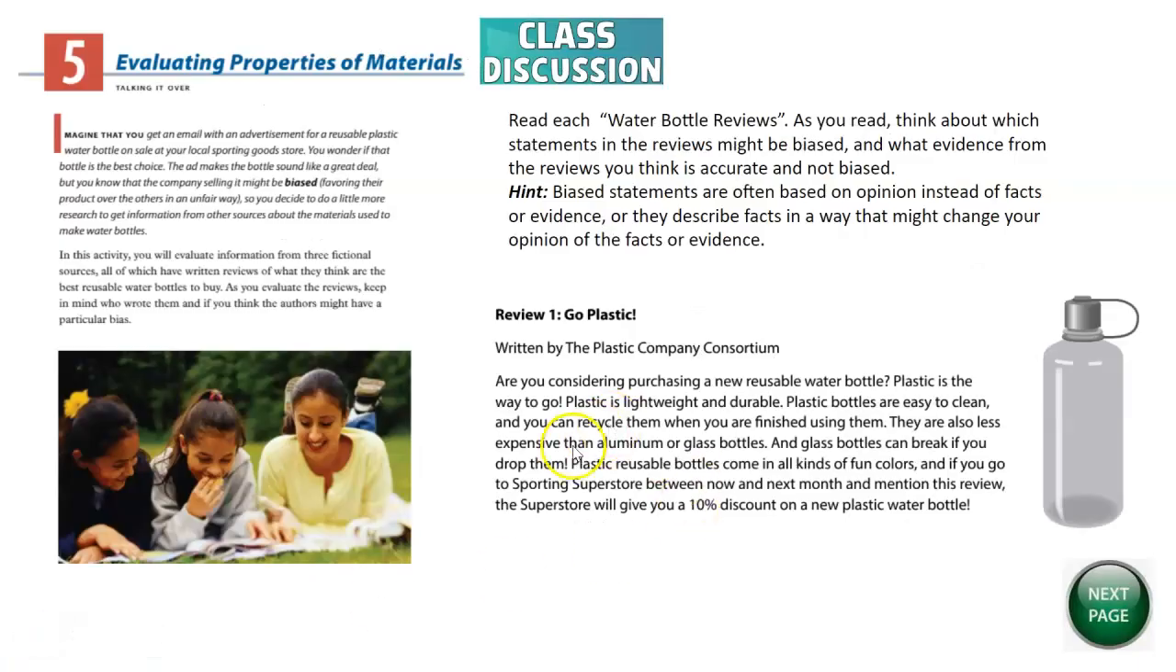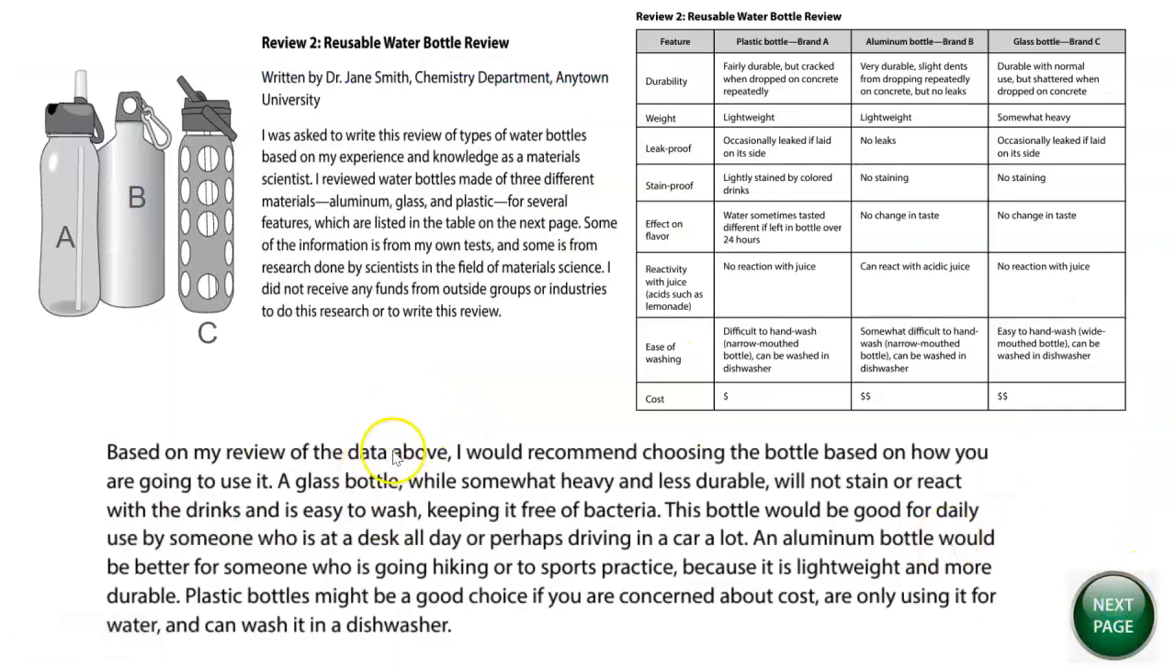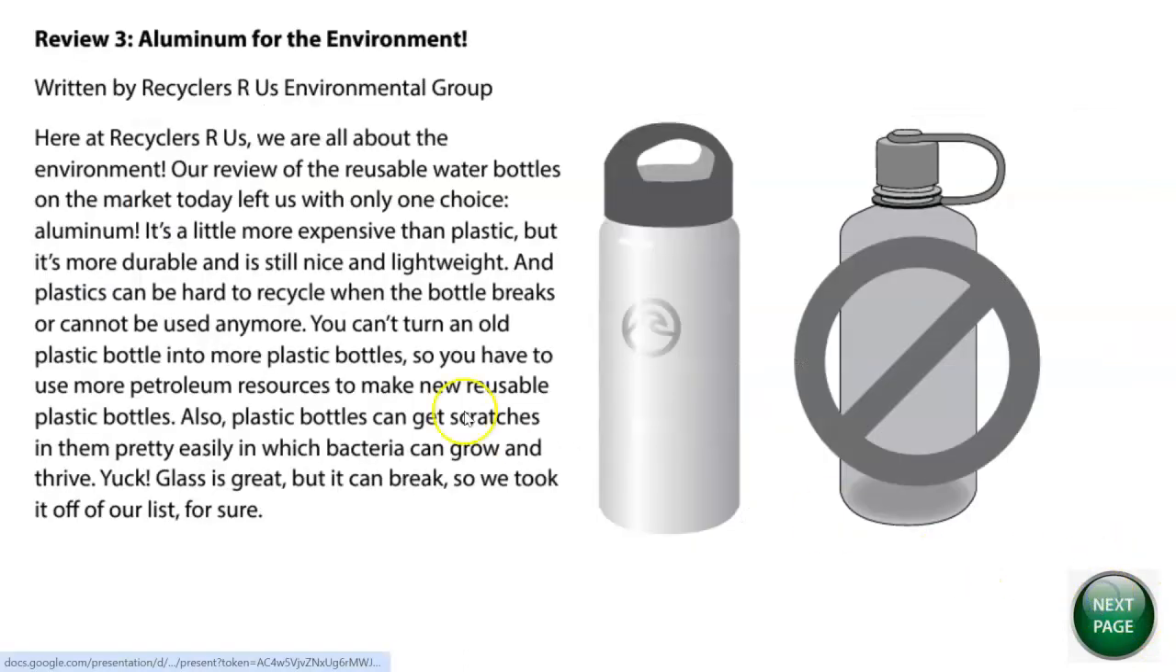So this review, the first one, is by a plastic company on a plastic bottle. The second one, review number 2, gives us a detailed table, and it is comparing 3 different types of water bottles, brand A, brand B, and brand C, which are made of different material: plastic, aluminum, and glass. Next, we will review as a class aluminum for the environment. Now this review is just about aluminum bottle, not plastic.